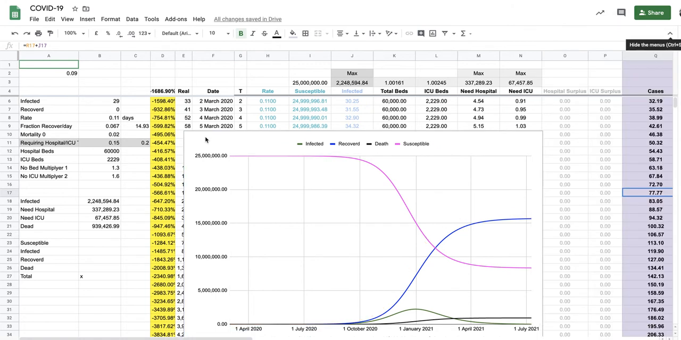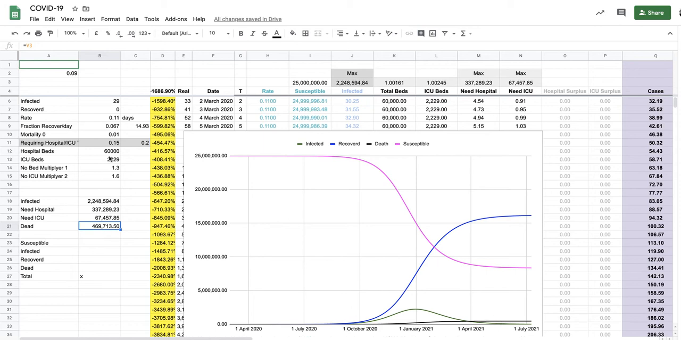So you can see that the maximum amount of dead also depends on the mortality rate. In this model, I've got the mortality rate as 0.02, but it's really less than that now, so I can probably call it 0.01. And you can see the maximum dead in this model is 469,000 in Australia, which is the black line over here.